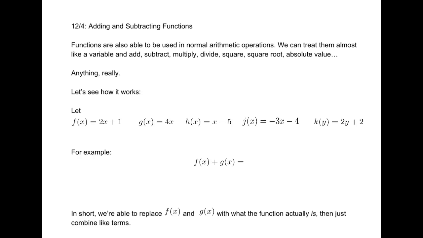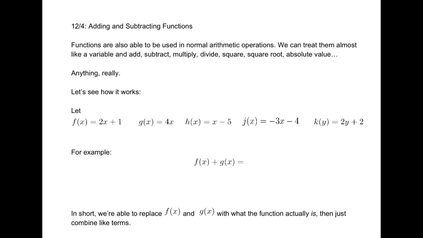December 4th, adding and subtracting functions. Functions are also able to be used in normal arithmetic operations. We can treat them almost like a variable, and add, subtract, multiply, divide, square, square root, absolute value, anything really. Let's see how it works.